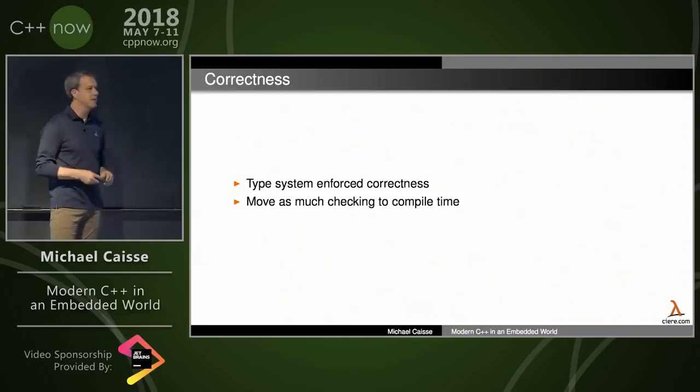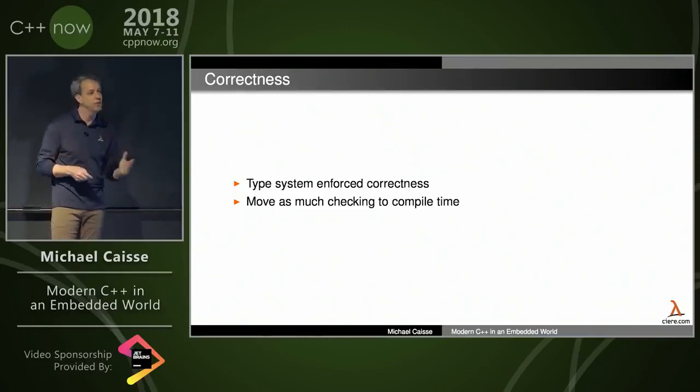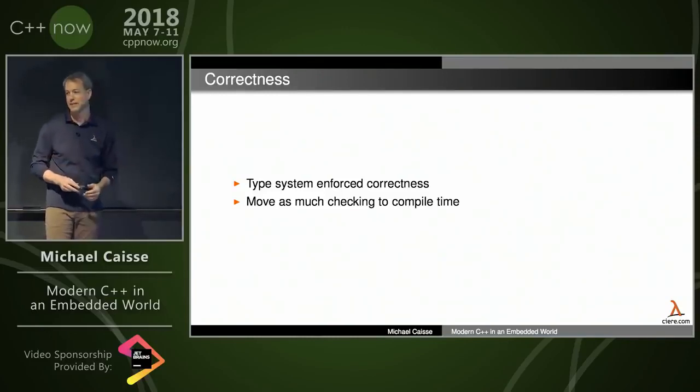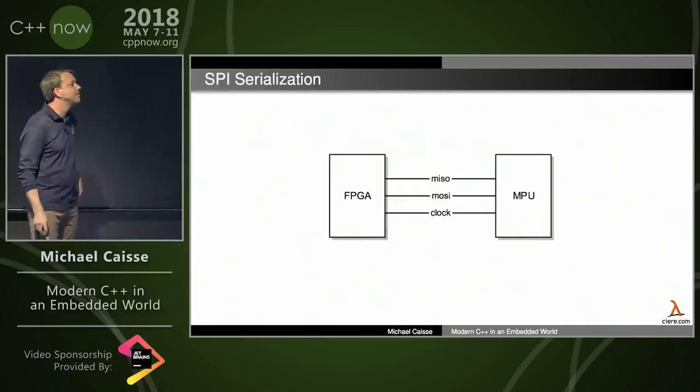The type system helps us enforce correctness, and so we want to use that as much as possible. We want to move as much as we possibly can to compile-time errors. We want the compiler to say, the thing you just tried to do is completely invalid. Don't do that. We're going to see some more of that.